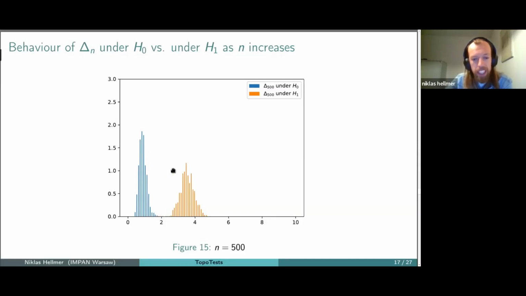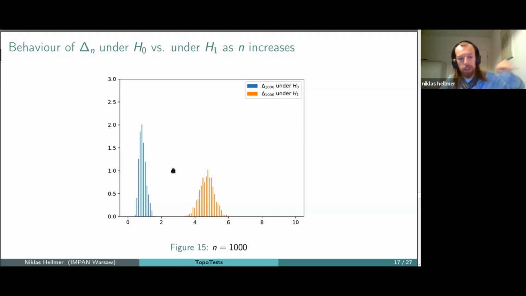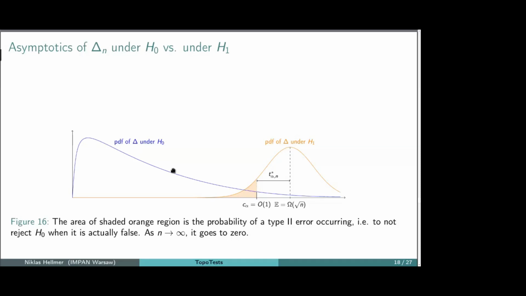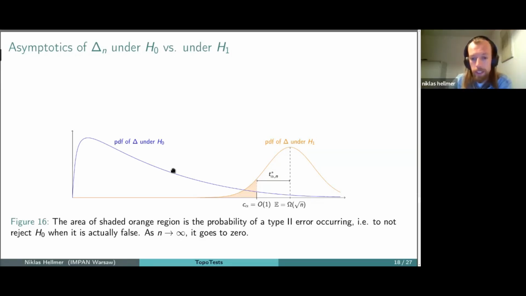Okay, so you see here, as we increase the sample size, this orange histogram runs off to the right, whereas the blue histogram stays put on the left. So in this abstract picture here... Okay, maybe someone just forgot to mute themselves. I'll mute them. So this gives you an idea how to prove it.